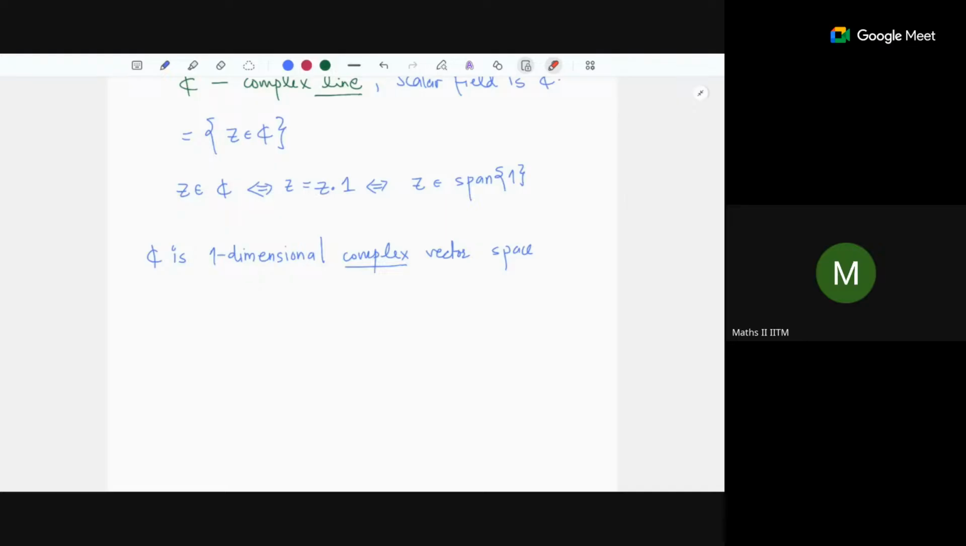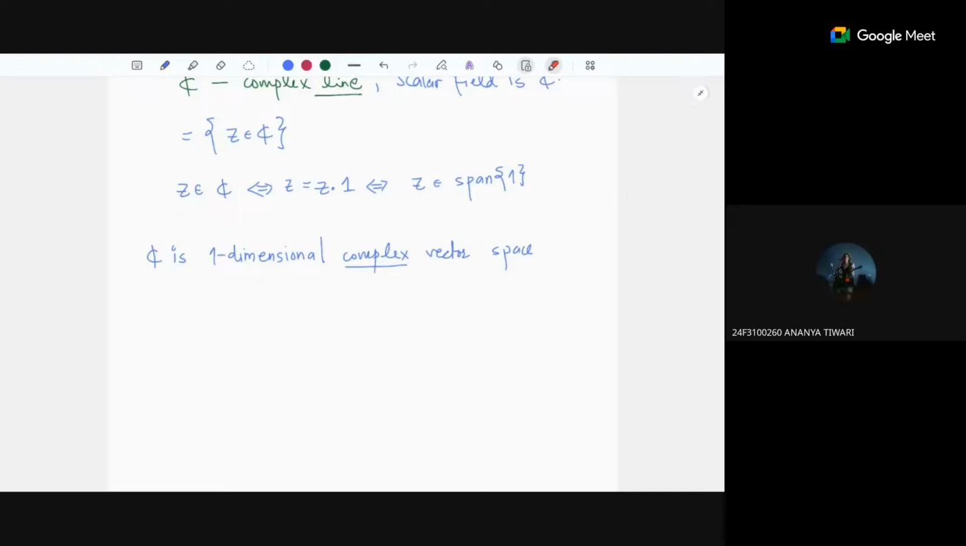So today we stop at this point, and I expect all of you to revise this complex vector space concept. If you have any doubt after revising, then we can discuss it on Friday. Just get comfortable with this idea of complex vector space.